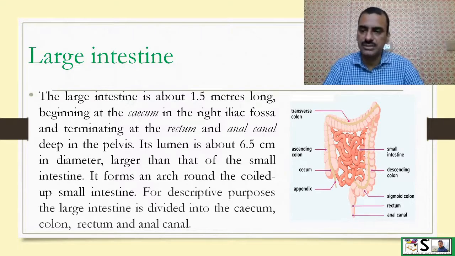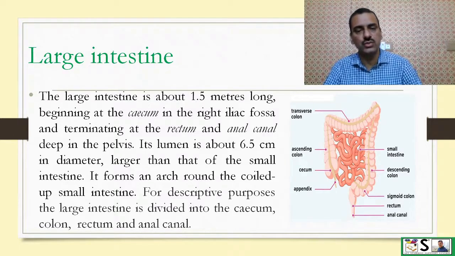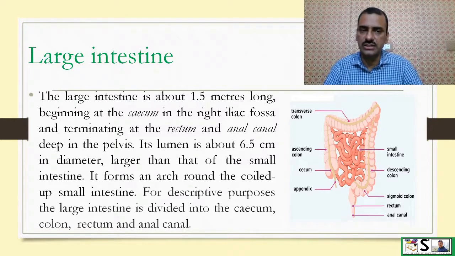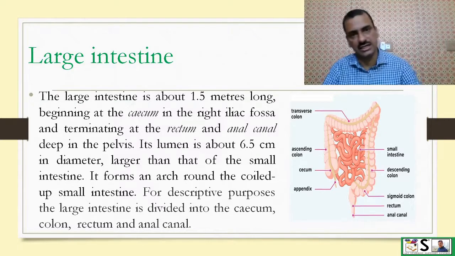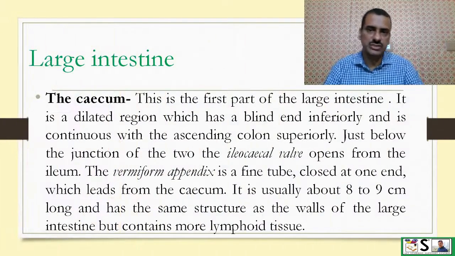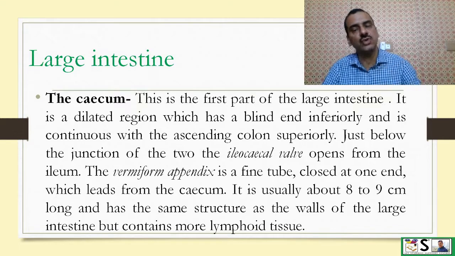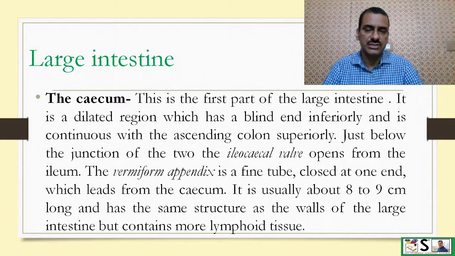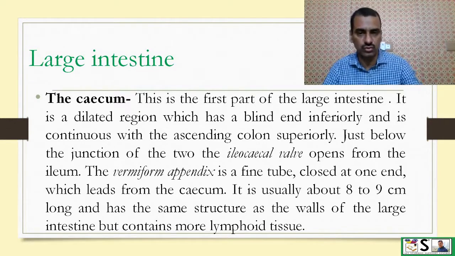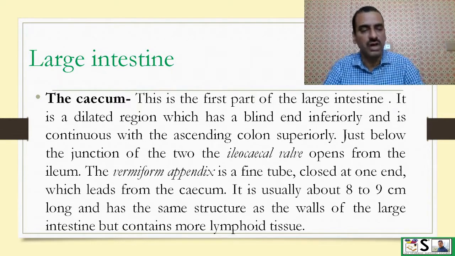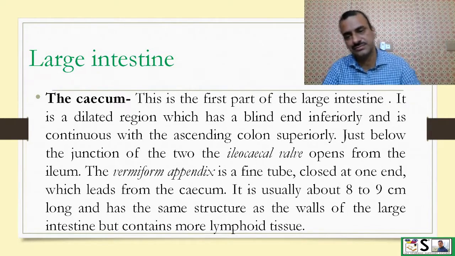For descriptive purposes, the large intestine is divided into cecum, colon, rectum and anal canal. First part is the cecum. This is the first part of the large intestine. It is a dilated region which has a blind end inferiorly and is continuous with the ascending colon superiorly. Just below the junction of these two, cecum and ascending colon, there is an ileocecal valve opening from the ileum.